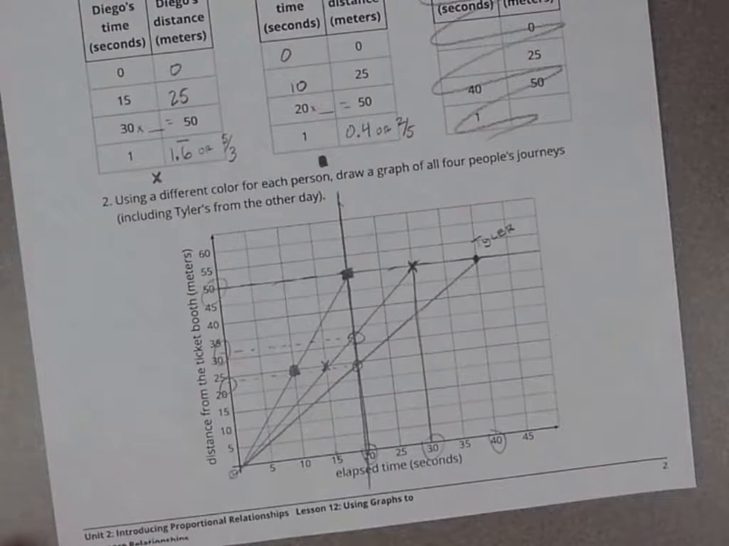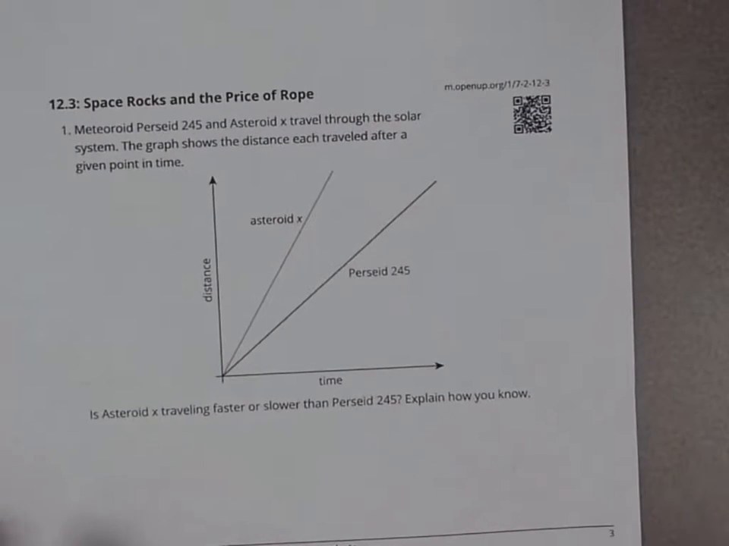All right, let's look at some other graphs. Next one. So this next one's talking about space rocks and the price of rope. This first one is space rocks. Okay, so we have a meteoroid, Perseid 245, and asteroid X. So they travel through the solar system. The graph shows the distance each traveled after a given point in time.